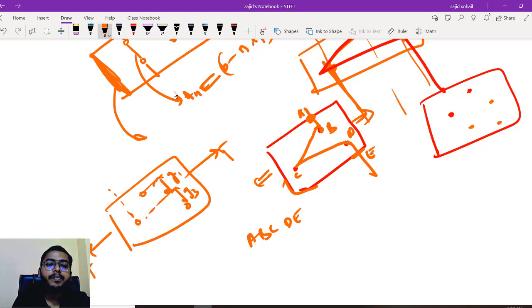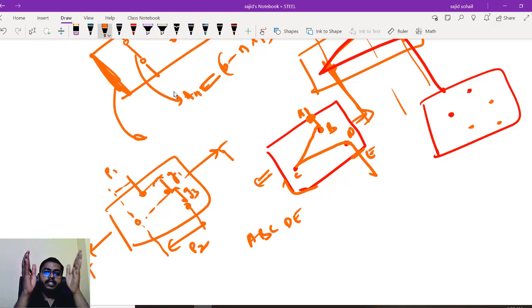Okay, and what is the pitch? Let us say the pitch, the distance between these two holes, let us say P1, and then the distance between the second hole and third hole, let us say that is P2. Center to center distance P1 and P2.